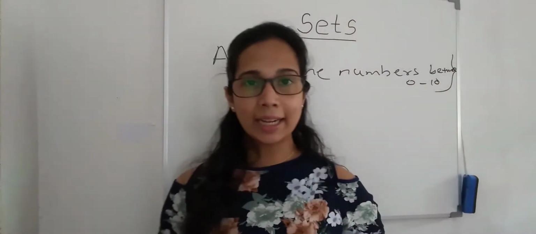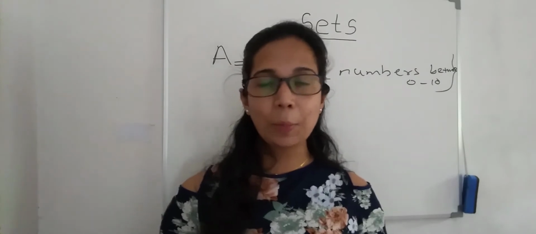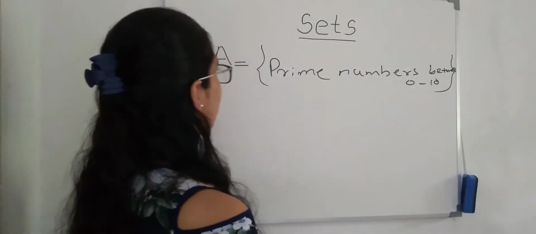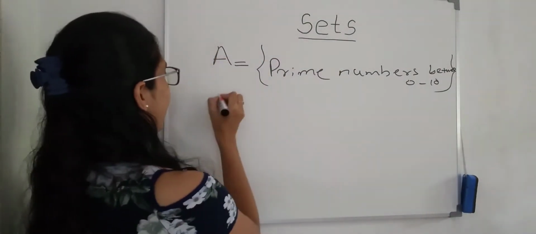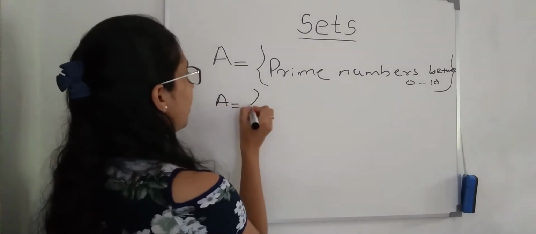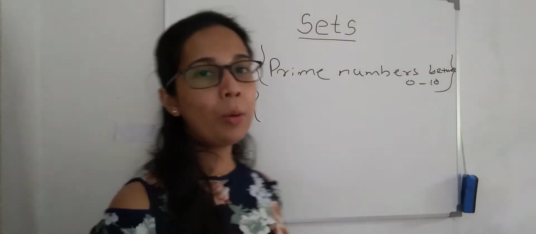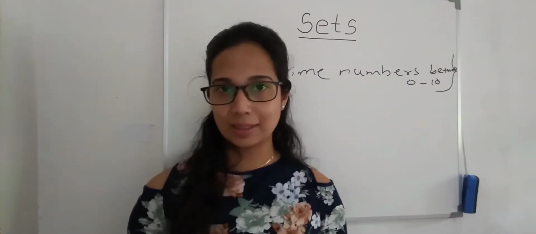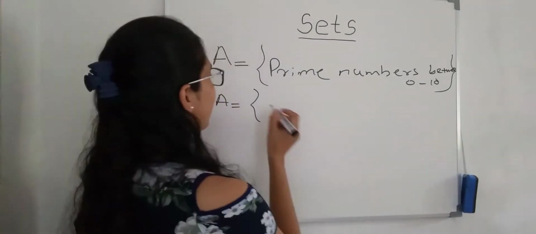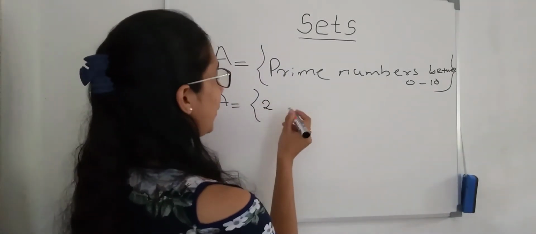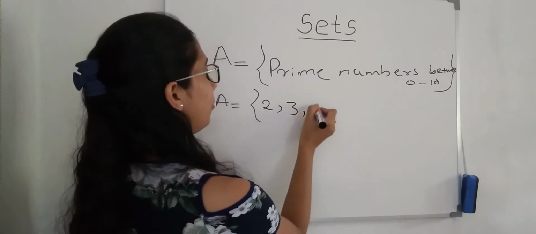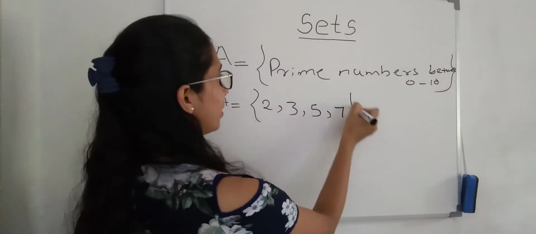The second way is writing elements within curly brackets. What are the elements of that set A? The elements are prime numbers. You now know what prime numbers are. Let's write the prime numbers between 0 and 10: 2, 3, 5 and 7. That's all.